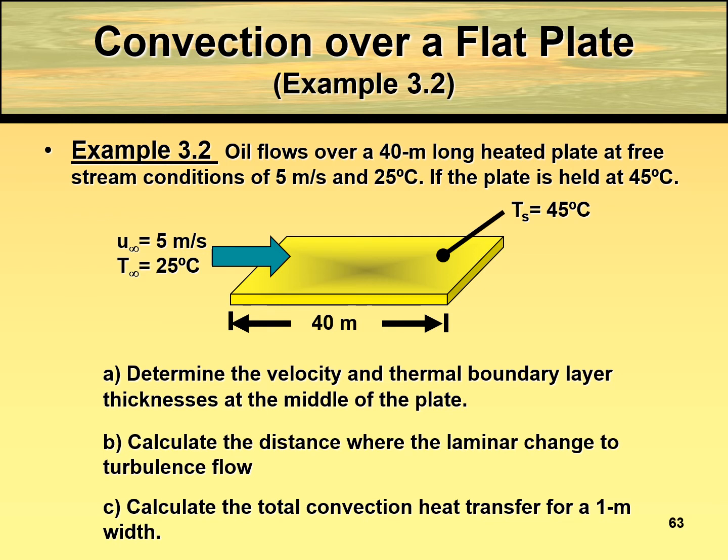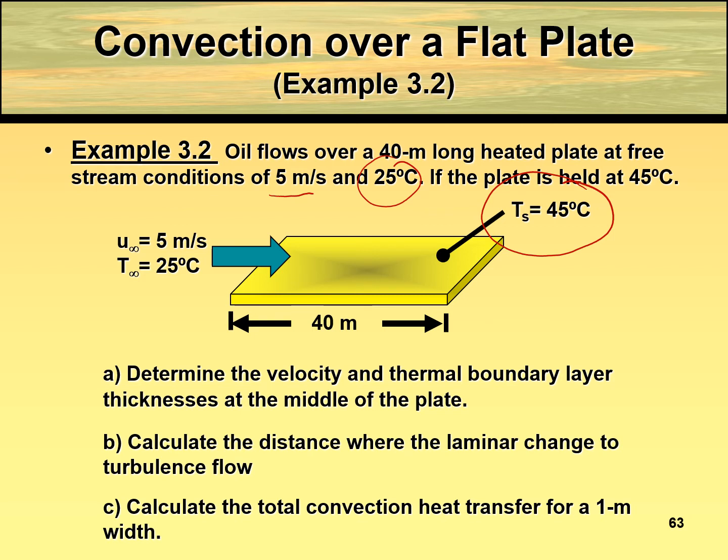So this is another guided example where you have oil flowing over a 40 meter long heated flat plate. The free stream velocity is 5 meters per second and the free stream temperature is 25 degrees Celsius. The flat plate surface temperature is 45 degrees Celsius, and the length of the flat plate is 40 meters. First, determine the velocity and thermal boundary layer thicknesses at the middle of the plate. Okay, middle of the plate, which means 20 meters.